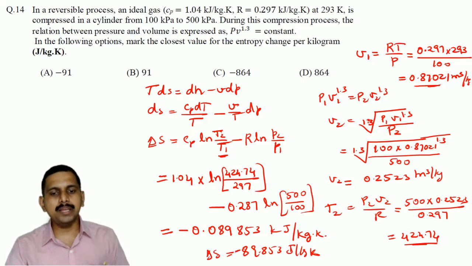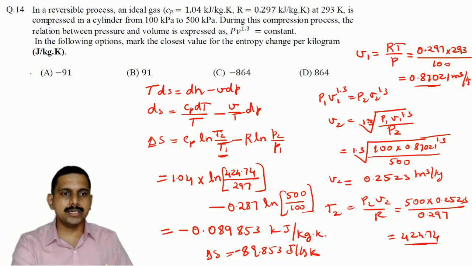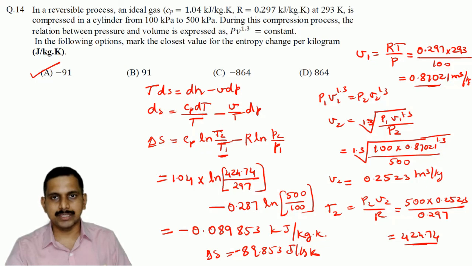So what does it mean? There is a reduction in entropy, correct? S2 is lesser than S1. This can happen. So the answer is minus 91.